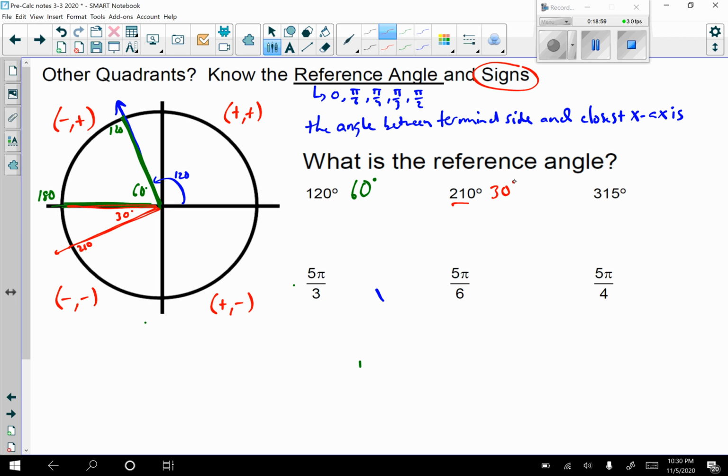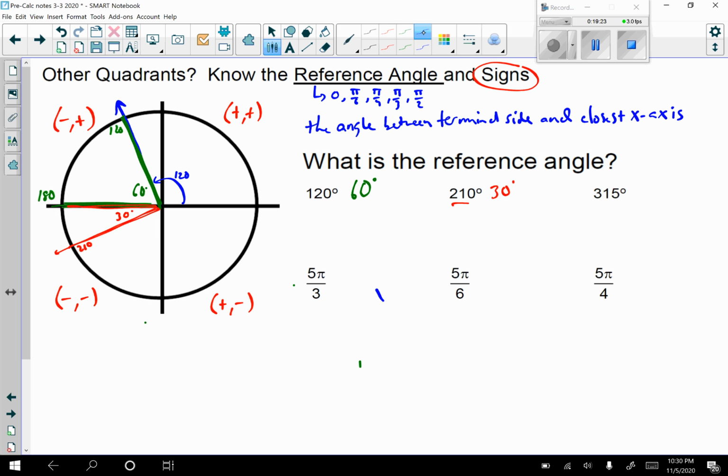Now, where have we done this before? Well, we did this when we were converting radians and degrees. You were looking at multiples. Out of those special angles, which is the biggest one that is a factor of 120? That means 120 is a multiple of that. 60 is for 120, so that's its reference angle. 30 is the biggest one that goes into 210.